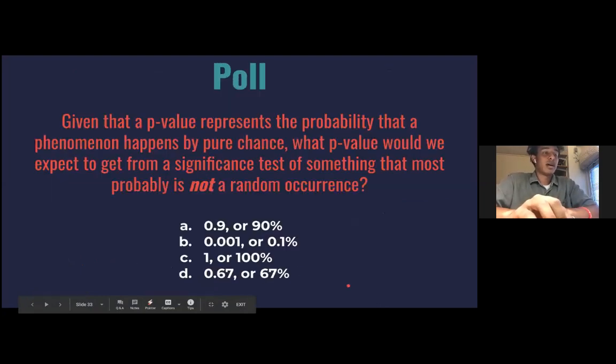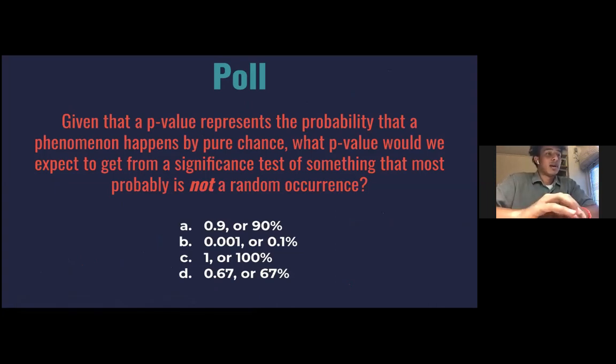So just a quick poll about p-values to drive this concept home. The poll states, given that a p-value represents the probability that a phenomenon happens by pure chance, what p-value would we expect to get from a significance test of something that most probably is not a random occurrence? The answer choices are A, 0.9 or 90%, B, 0.001 or 0.1%, C, 1 or 100%, and finally D, 0.67 or 67%.